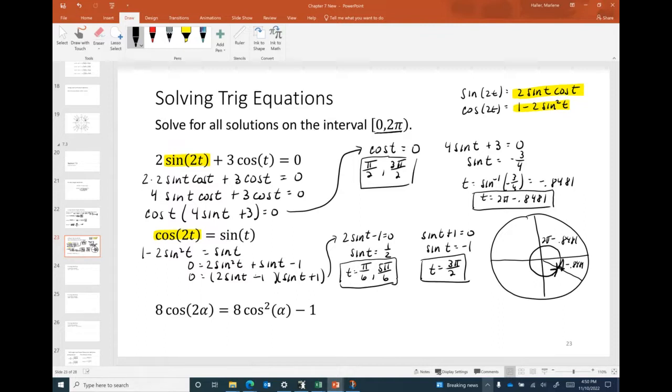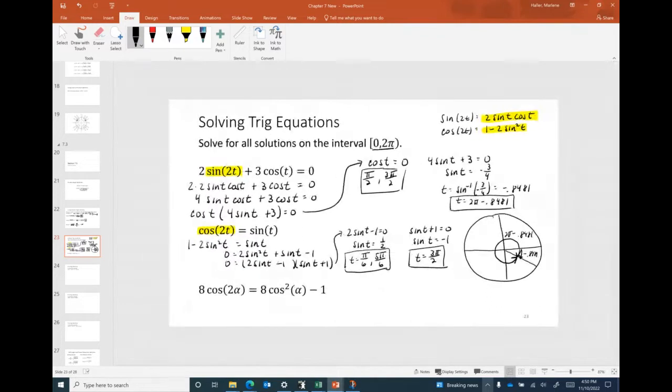One more. Let's look at one more. 8 times the cosine of 2 alpha equals 8 cosine squared of alpha minus 1. Okay, my problem again, I got this double angle identity. I need to express that as I need that argument to be all the same. So I need it to be just alpha.